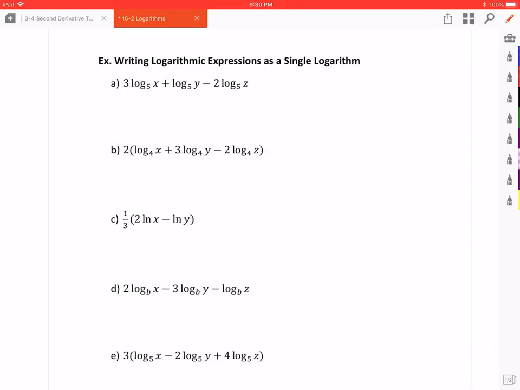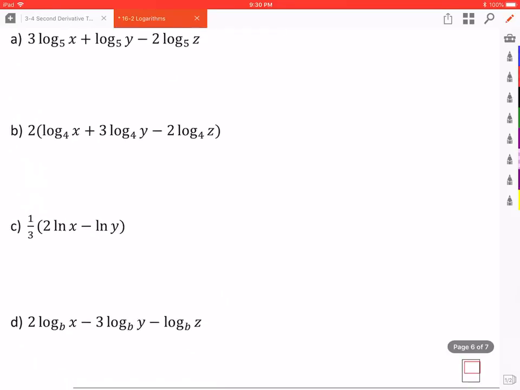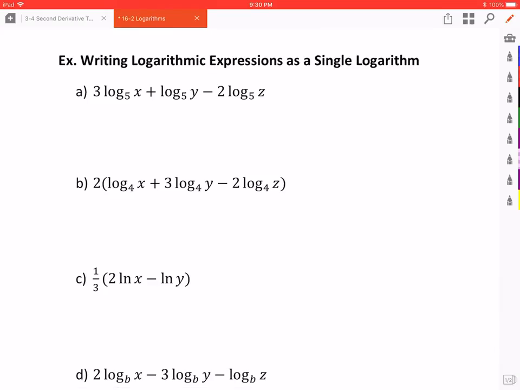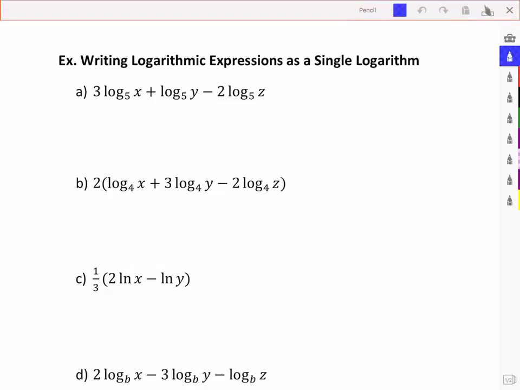Writing logarithmic expressions as a single logarithm. So this time I'm going the other way. Instead of expanding it, we're going to compress it all together into just one term, or condense it, I believe is the phrase we use. I've got 3 log base 5 of x plus log base 5 of y minus 2 log base 5 of z. So the first thing you're going to do is check for any coefficient, because they are going to be moved to the exponent of those terms.